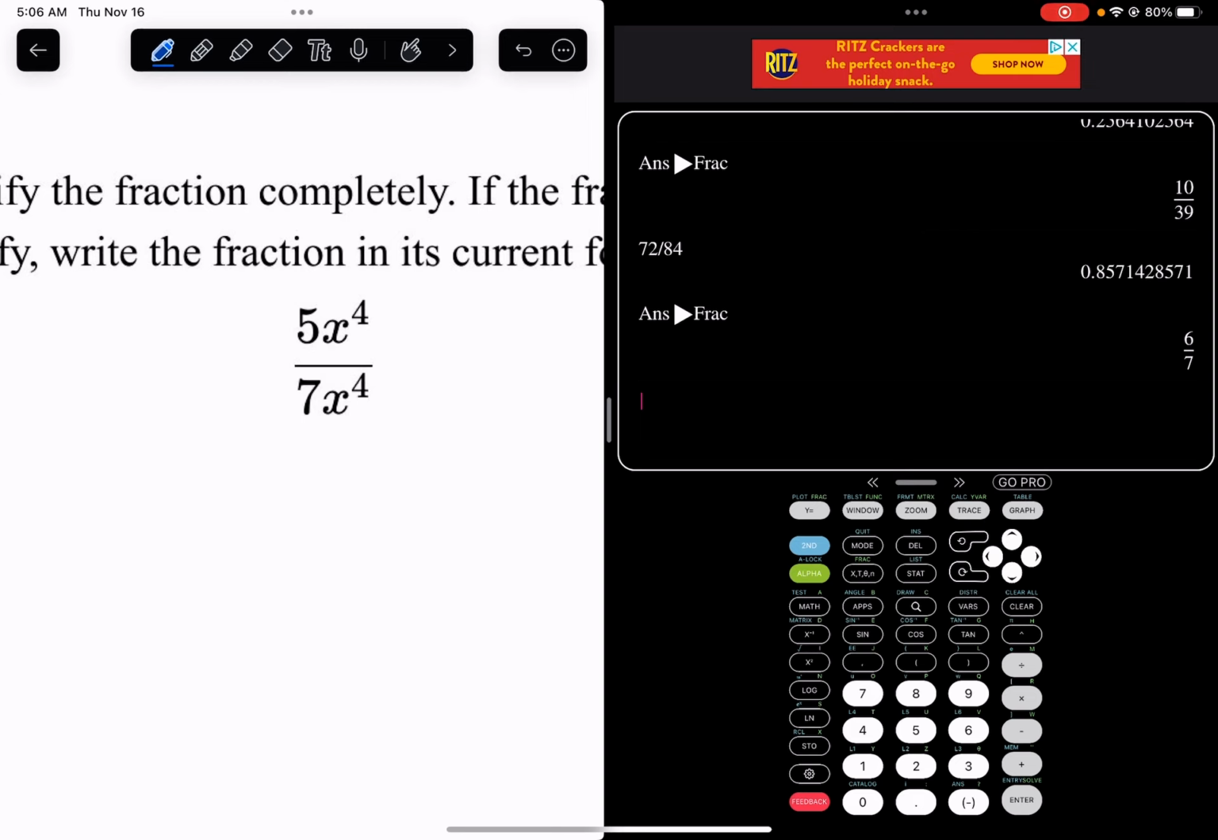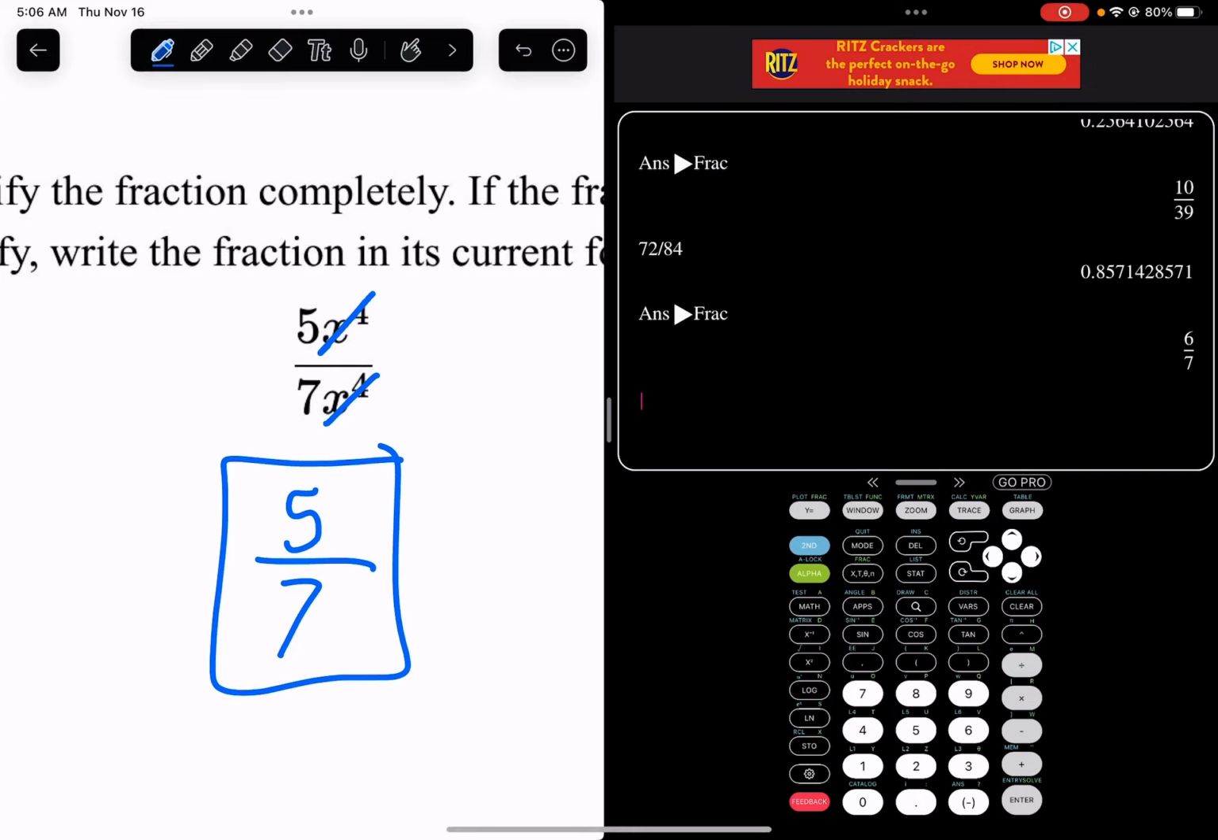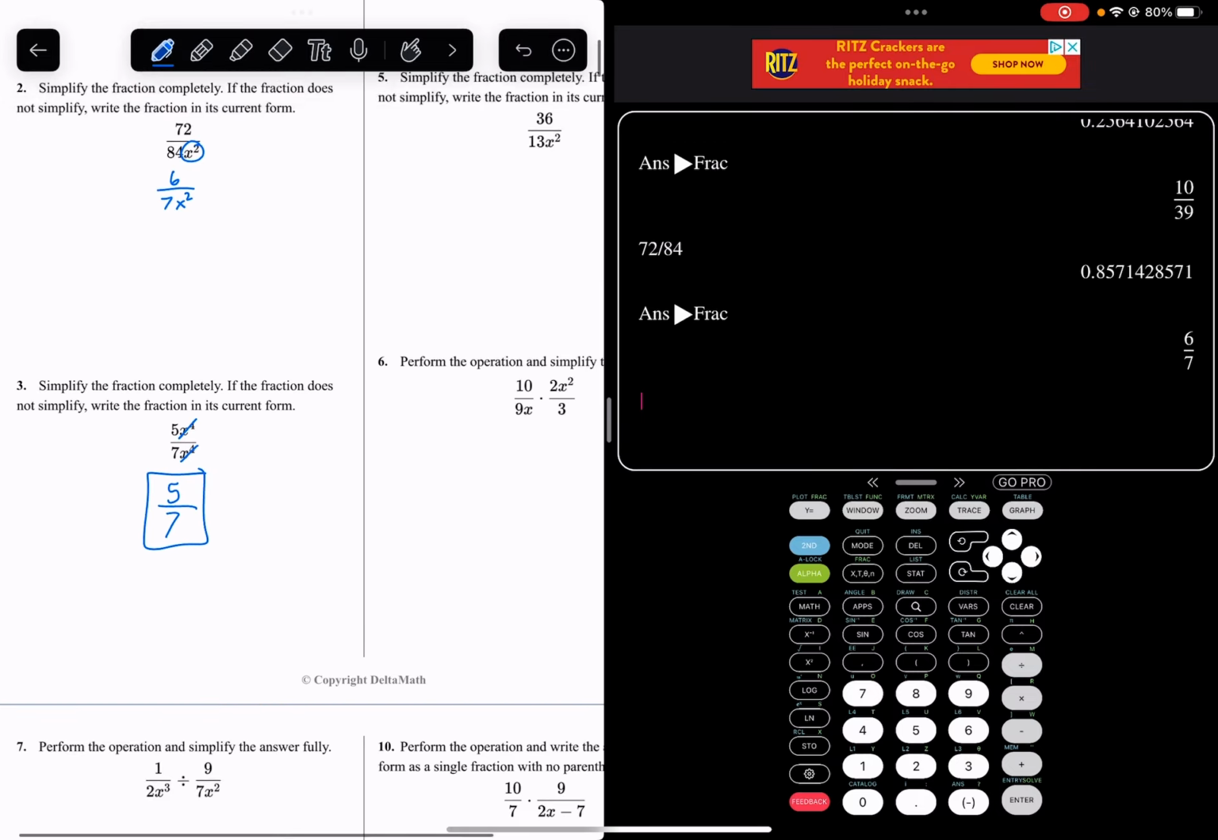So 5/7 actually does not simplify. You can try it on your calculator. It's not going to work. And now this time we have x's both on top and bottom. X to the 4th is going to cancel out with x to the 4th. So our simplified fraction is 5/7.